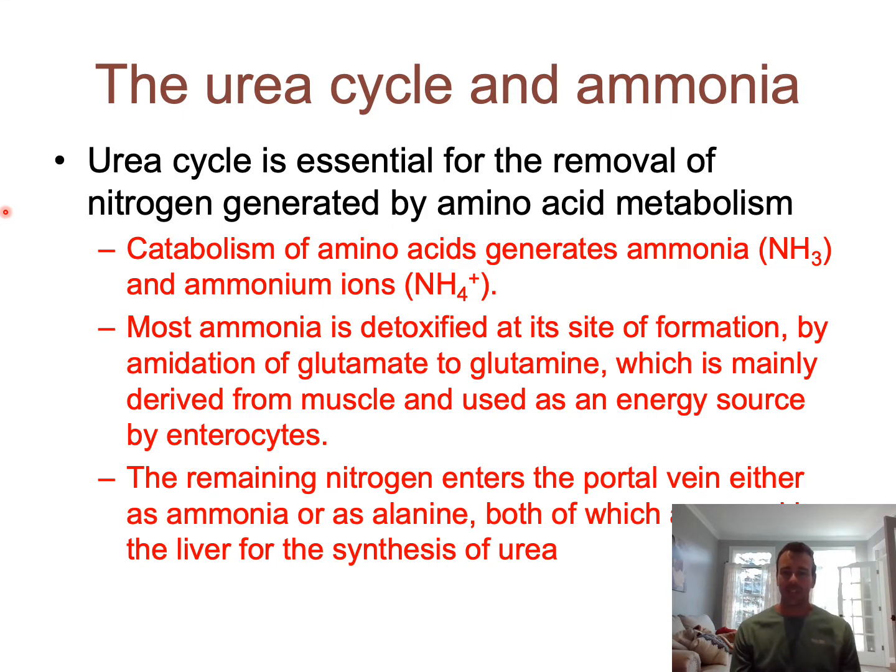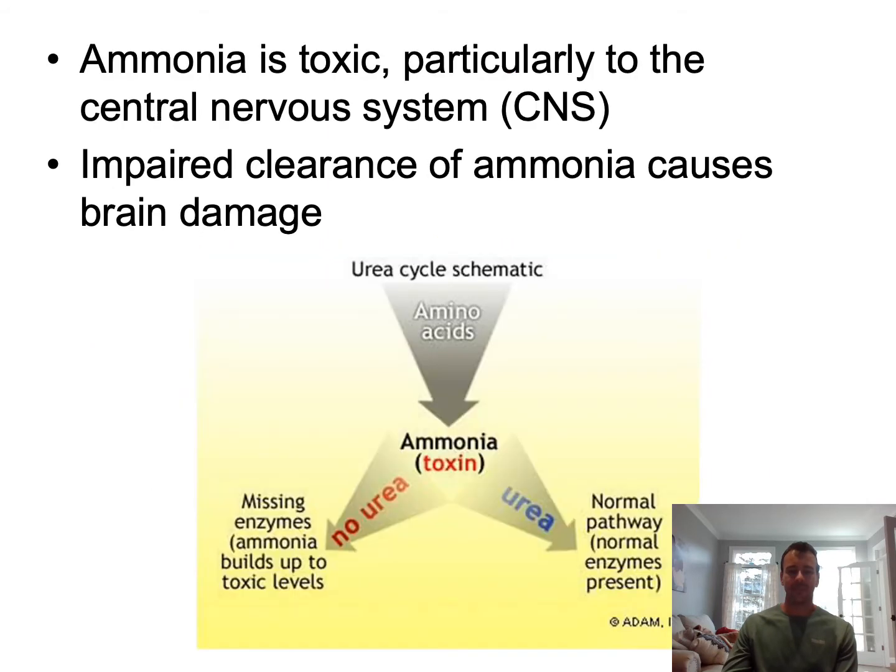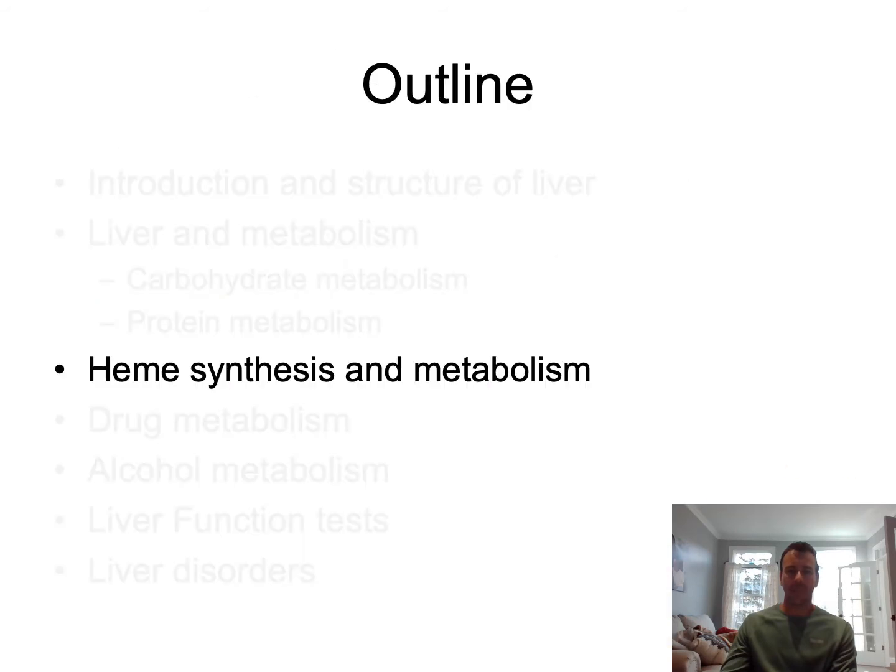The remaining nitrogen enters the portal vein either as ammonia or alanine, both of which are used by the liver for the synthesis of urea. Our body has to get rid of ammonia because it's toxic, particularly to the central nervous system. And when you have impaired clearance of ammonia, it can cause brain damage. That's the liver and metabolism.